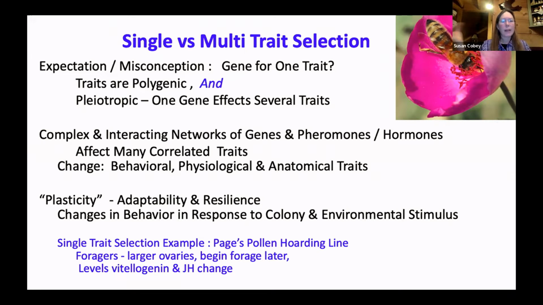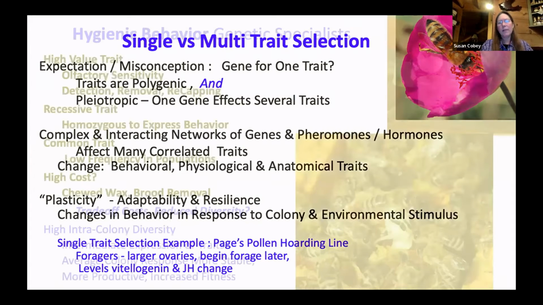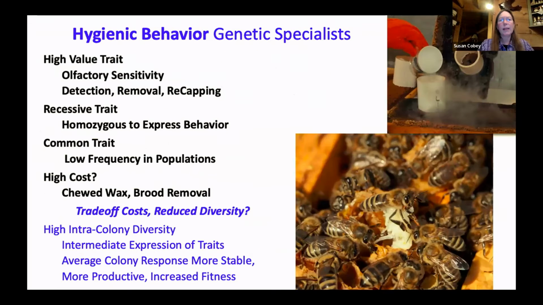Bees have what they call plasticity. This means the adaptability, the resilience, the ability to adapt to whatever's going on, but then come back to that resilience when whatever that stimulus calms down again. So it's all about the dynamics of those things.